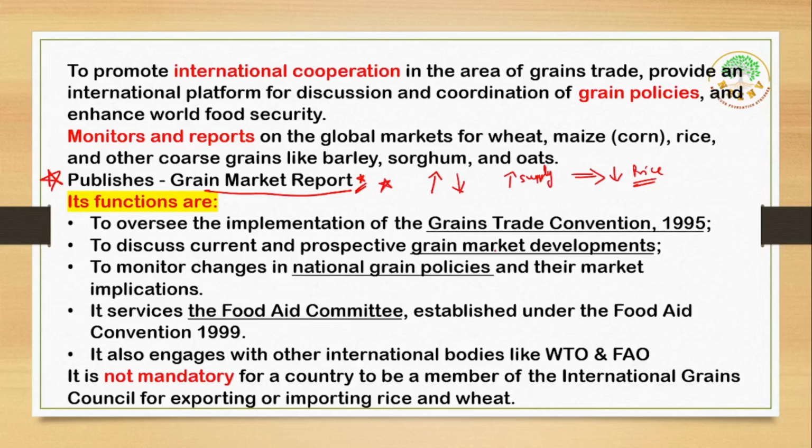The other functions are to oversee the implementation of the Grains Trade Convention of 1995 and to see what are the developments which take place in the grains market and to help countries in changing their national grain policies and to provide services to the Food Aid Committee, which was established under the Food Aid Convention of 1999. And it also engages with other international bodies like WTO and FAO. So the main point here is nowhere it is mentioned that it is mandatory for a country to be a member for it to export or import rice and wheat using this IGC.